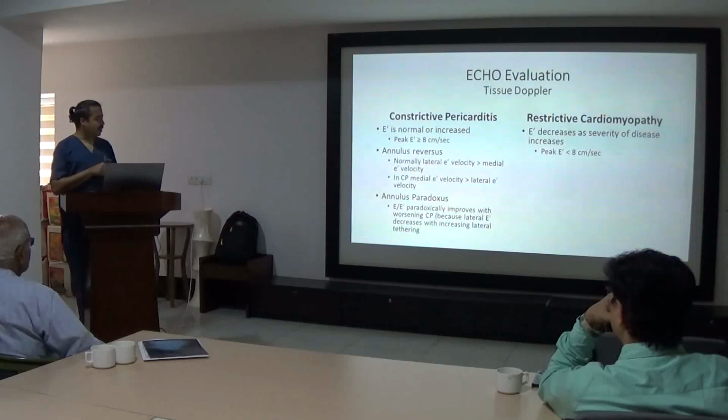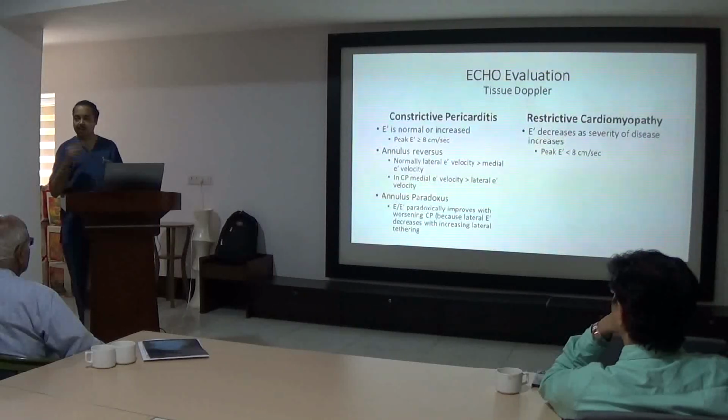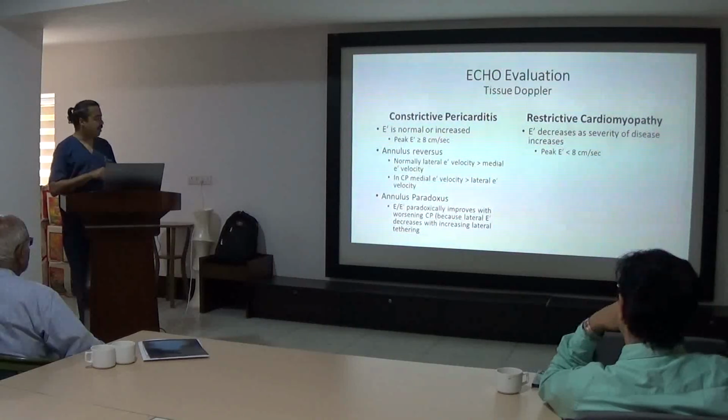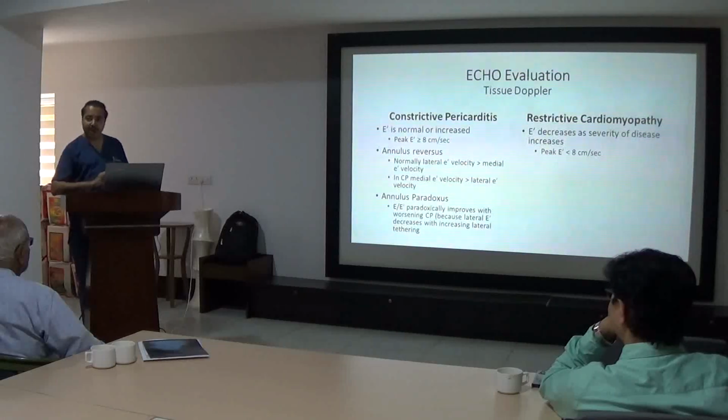Annulus reversus occurs. Normally, lateral E velocities are more as compared to medial velocities, while in constrictive pericarditis advanced stage, medial E prime velocities will be more as compared to lateral E prime velocities. What is annulus paradoxus? Here both parameters will get included. E by E prime.